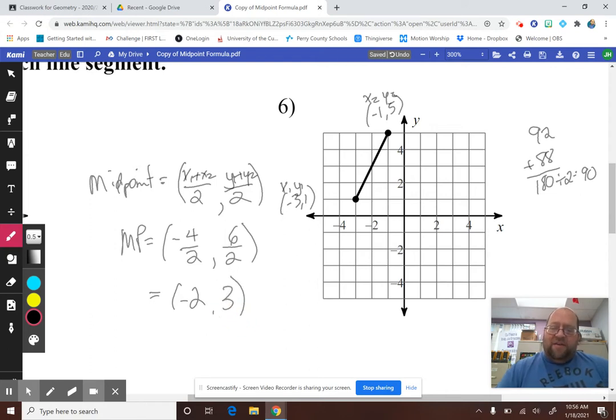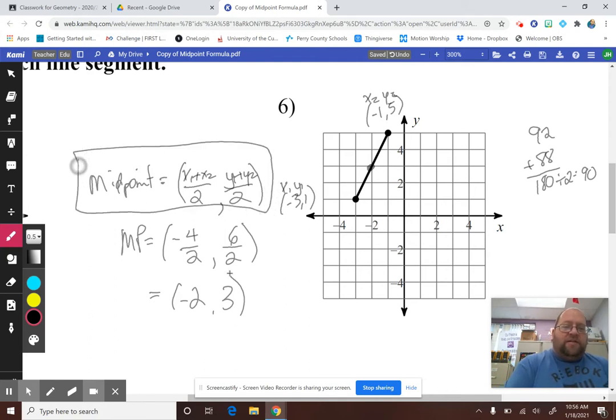And if you look at it, you can kind of see that already anyway. At -2, +3 would be right here. And that is, in fact, the midpoint of this particular line that I'm talking about. Okay, so I want you to remember this formula right here because, again, it's very, very basic. It's not really hard.